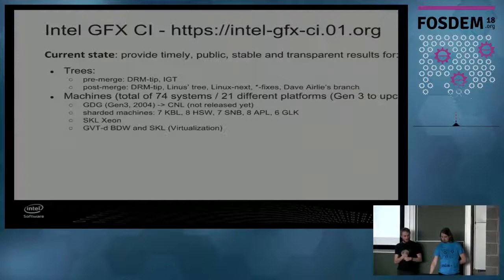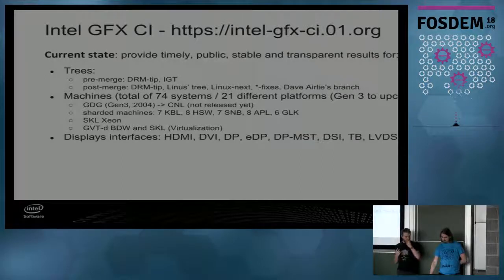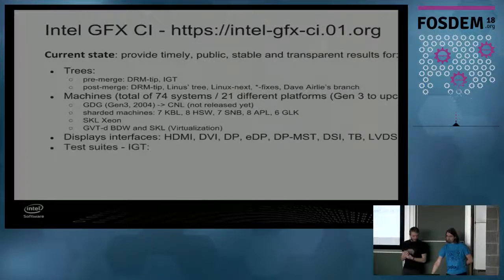We have GVT-d, Broadwell, and Skylake for the virtualization testing. We have plenty of different monitors, KVMs and dummies connected to those machines. We have HDMI, DVI, DisplayPort, embedded DisplayPort, MST displays, DSI ones, and connected to Thunderbolt and LVDS. So pretty much everything you can. And we are running IGT on that. We have the fast feedback list of around 288 tests.